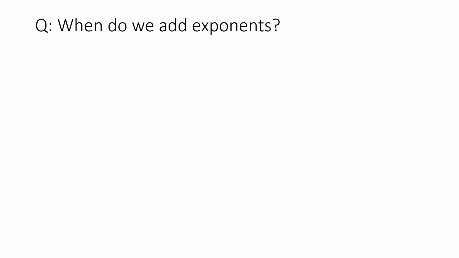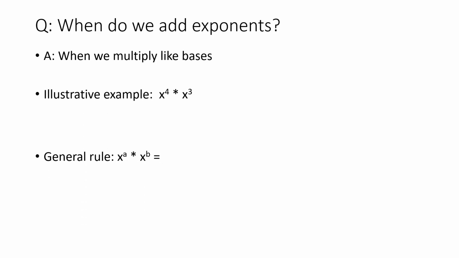Now, when do we add exponents? Well, the answer is when we multiply like bases. We just saw that on the previous slide. When we multiply like bases, we add the exponents. And to illustrate this, I'm going to go with some very specific numbers and just illustrate why this law is a law. So if I had x to the 4th times x to the 3rd, I'll write it out over here. X to the 4th times x to the 3rd.